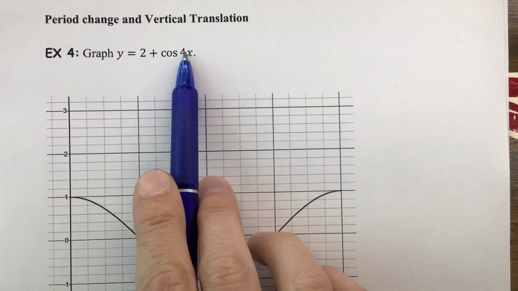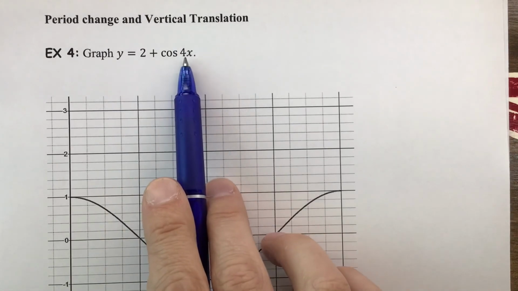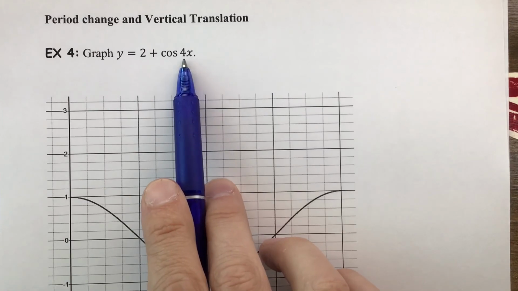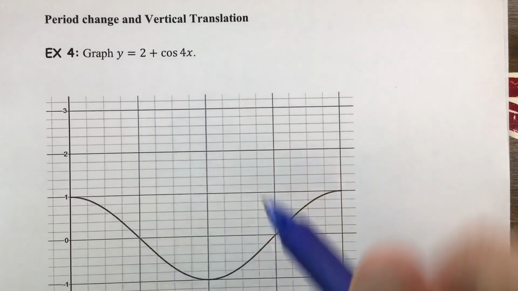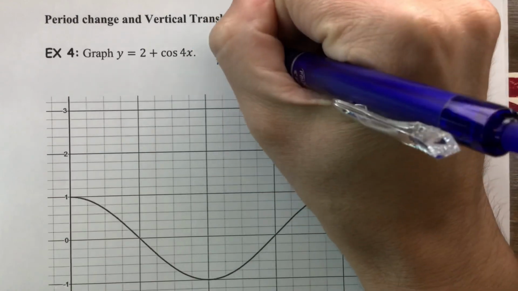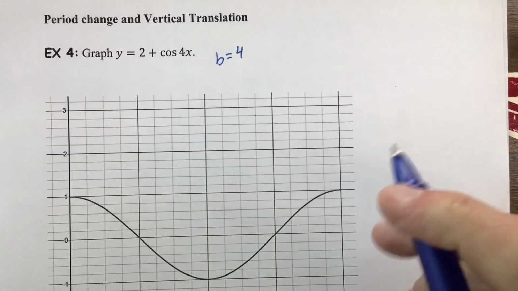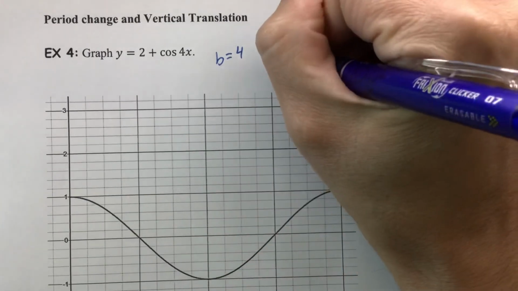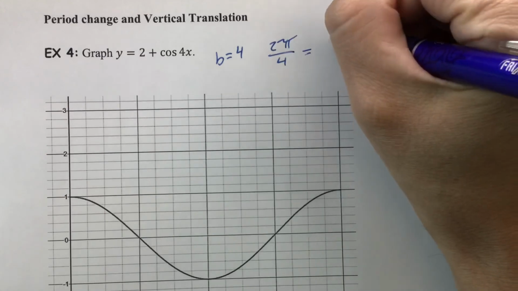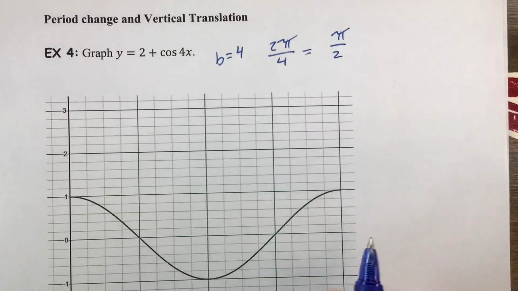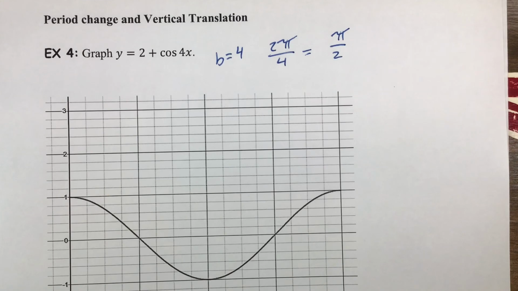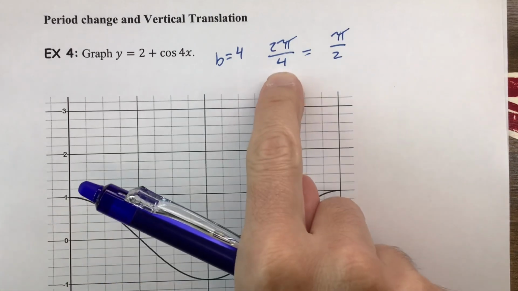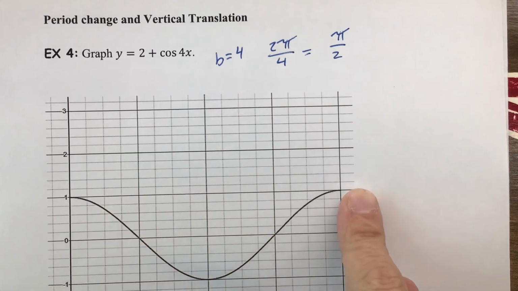All right, so working from the inside out, we're going to take care of that 4 first. Now that 4 being a factor that is right next to the x, that means that we have a b value. That would be a 4. Okay, and now we're going to take 2 pi, the original period of the graph, divide that by 4. That reduces down to pi over 2. So the period of this graph is going to be pi over 2. That is actually a 1/4 of the size. You can see it right there. It's a 1/4 of the size of the original graph.